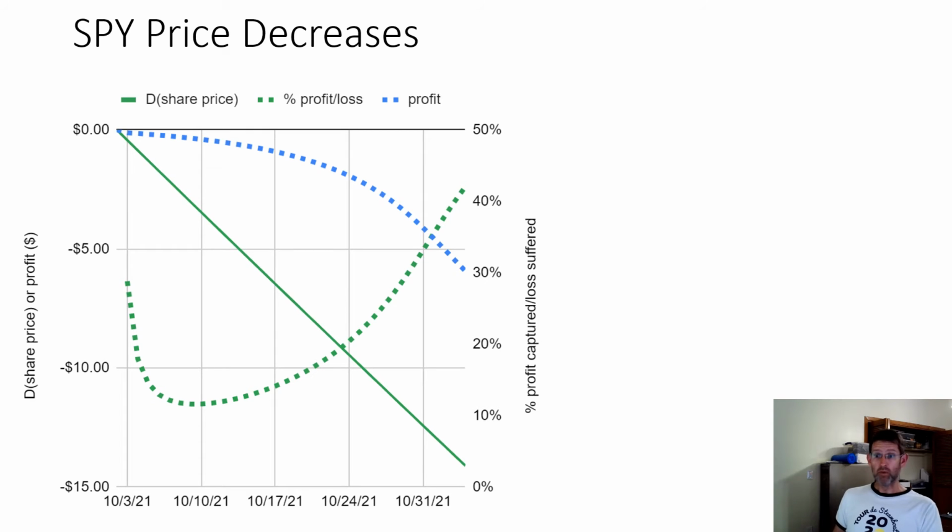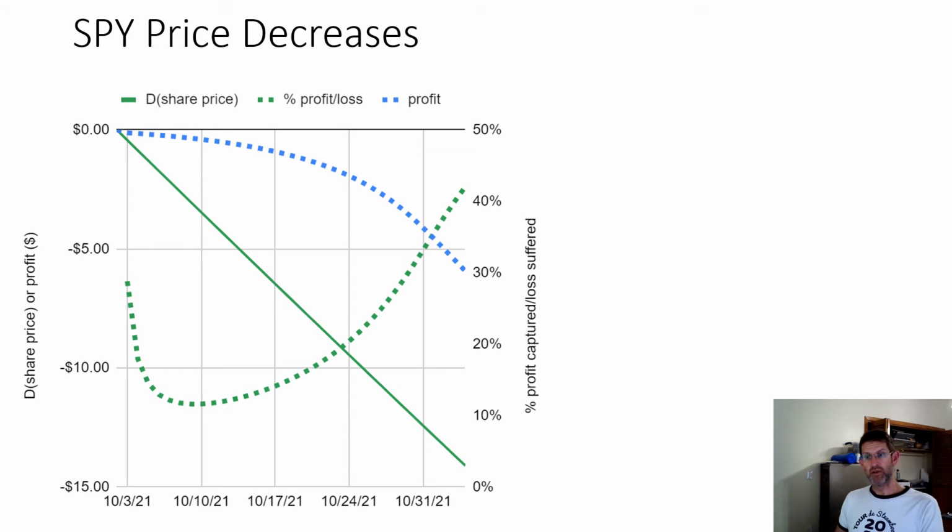So maybe the more important graph is what happens if the SPY decreases. So again, you can see that the solid green line is the change in share price. So from the start to expiration, it loses about $14 a share. And the dotted blue curve is my profit curve. And again, the dotted green curve is the percent loss that I've suffered. So in this case, here at about October 10th, I've only suffered about 10% of the theoretical loss, even as the share price goes down.